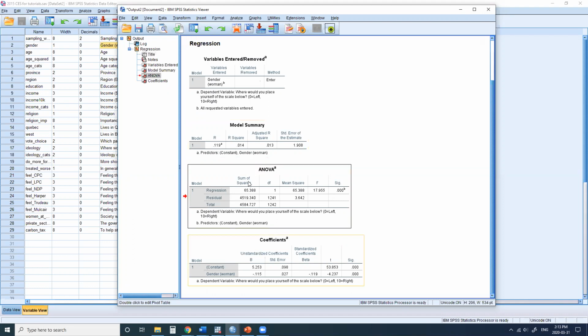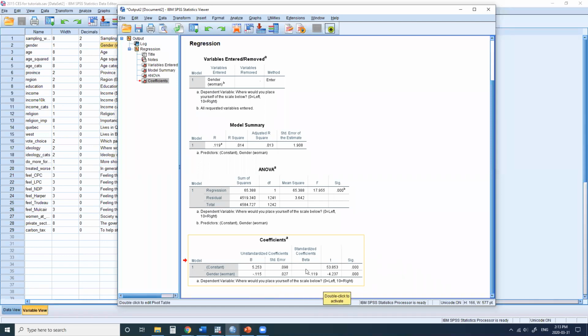The ANOVA table, all of this stuff does mean something. It's not something that you cover in this course, but when you take more advanced level statistics and research methods, you'll get into what that means. And the coefficients, this is the main thing we're interested in here. Here we have our unstandardized coefficients. We have B for the constant, which is simply the y-intercept. And we have the coefficient of gender, which is negative 0.115.